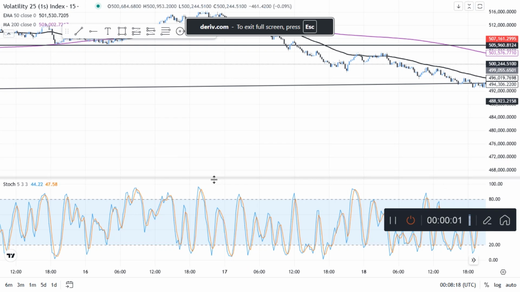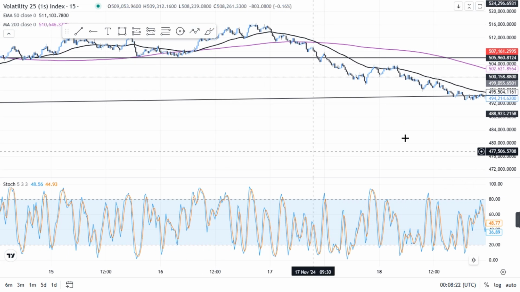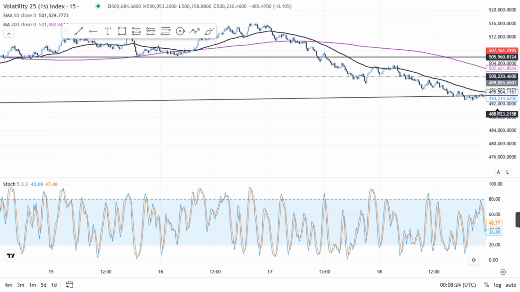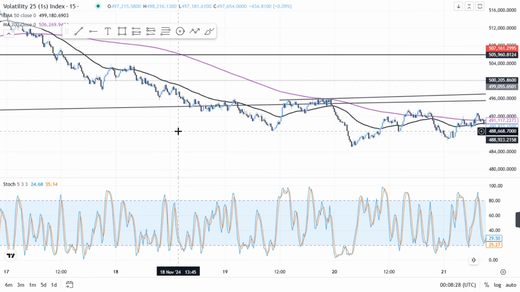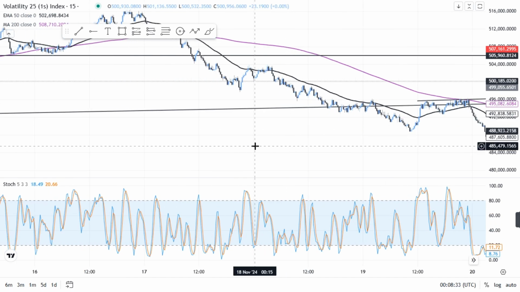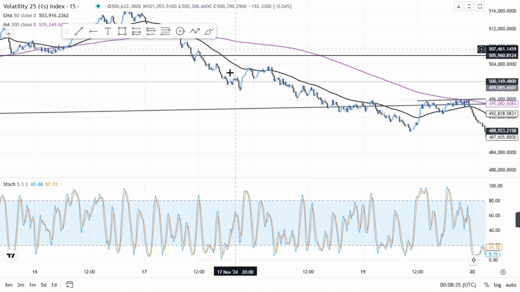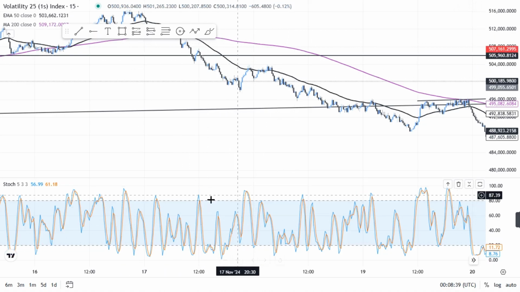Okay, so I've been asked how to scalp volatility indices, though I'm not much of a scalper on the volatility indices, but I'm just going to show you how you can scalp on them. What I'm going to do is use the moving averages on our main chart and the stochastic oscillator in the indicator window.